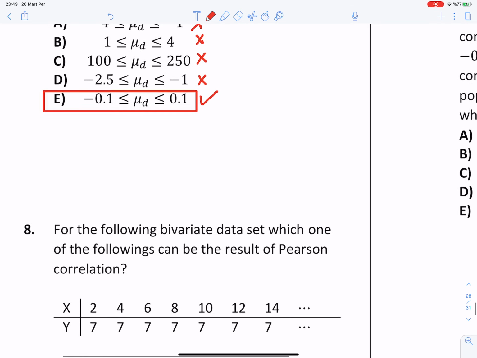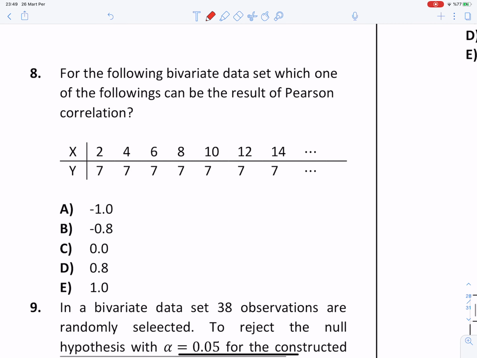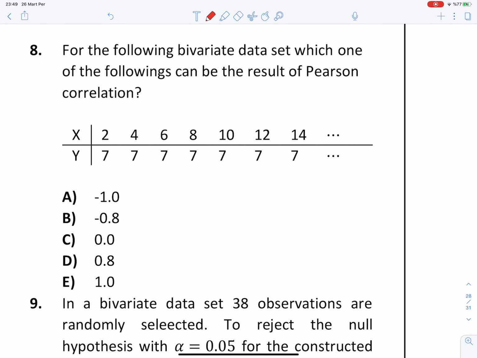We are left with only 3 questions. Question 8 is interesting, probably. It is actually not scary. It should be a straightforward exercise. For the following bivariate data set, which one of the following can be the result of Pearson correlation? Or the question could be for the Spearman correlation as well. It won't make any difference.